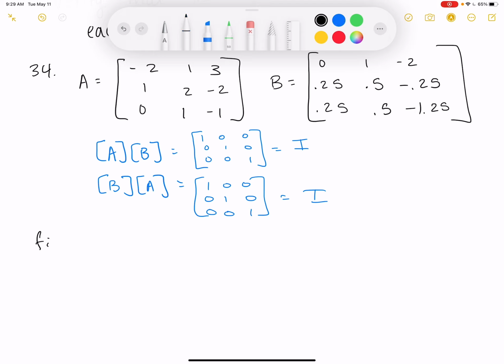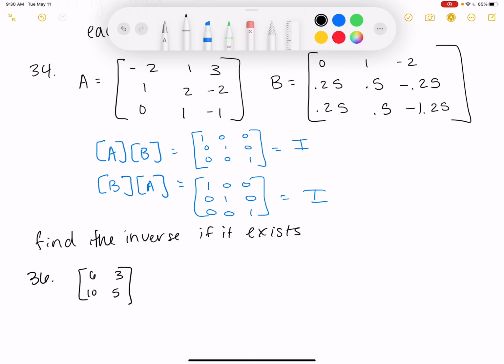All right, next, find the inverse, if it exists. So 36, 6, 3, 10, 5. Okay, yeah, we're going to find out if the determinant is not equal to 0, then we have an inverse. If it is equal to 0, we do not. Okay, so 6 times 5 minus 10 times 3. So 30 minus 30 is 0, so there's no inverse here.